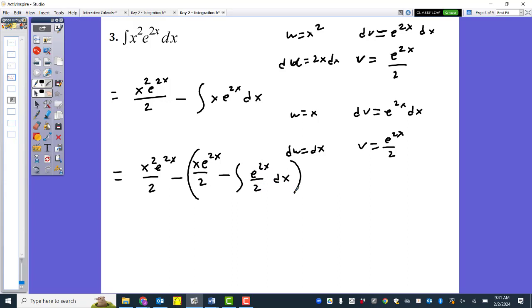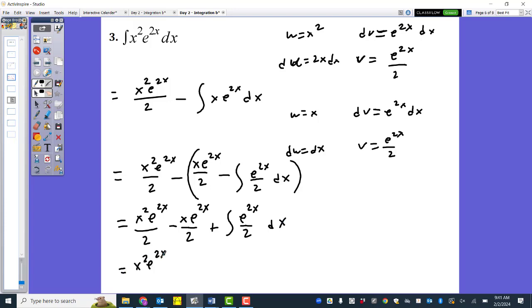Before I move to do that integral, I'm going to distribute this negative, so x squared e to the 2x over 2 minus x e to the 2x over 2 plus the integral of e to the 2x over 2 dx. Now we'll do this integral. That integral is one we can do without much issue because we've been doing it essentially every step before this.